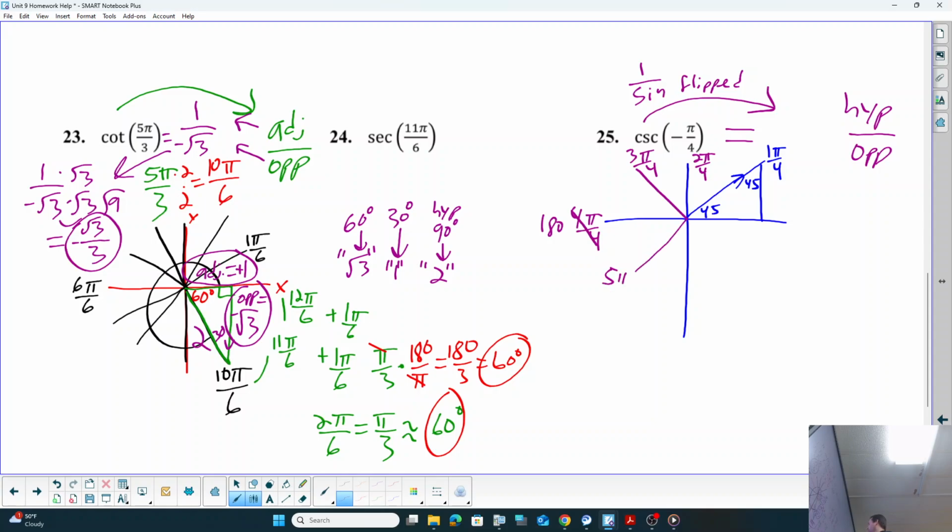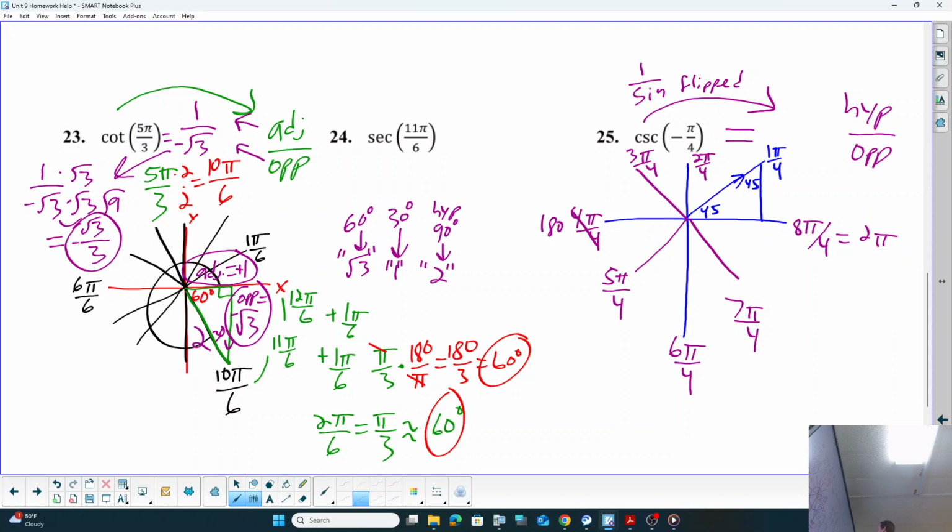This is 5 pi over 4. This is 6 pi over 4, reduces to 3 pi over 2. And then we have 7 pi over 4. And then this is 8 pi over 4, which reduces to 2 pi, which is 1 full circle. So where is negative pi over 4 is the question.